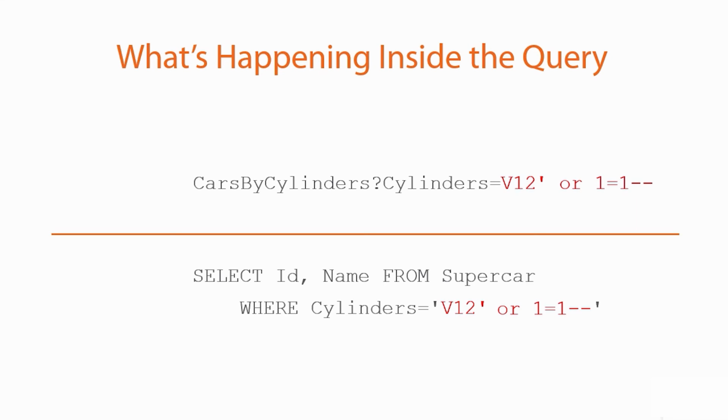Now after the OR operator, we've got this 1 equals 1 condition. And clearly 1 equals 1 is always going to be true. Combined with the OR operator, it's effectively going to negate the V12 condition. It doesn't matter that we're looking for cylinders that are V12s, because after that we say, or if 1 equals 1, which again is always true, then return the result.